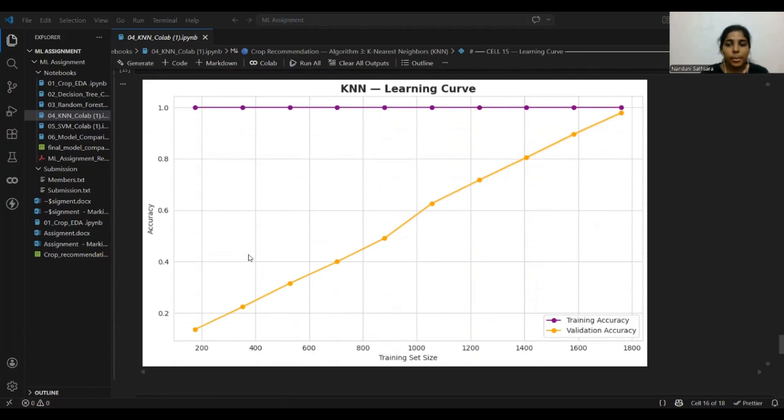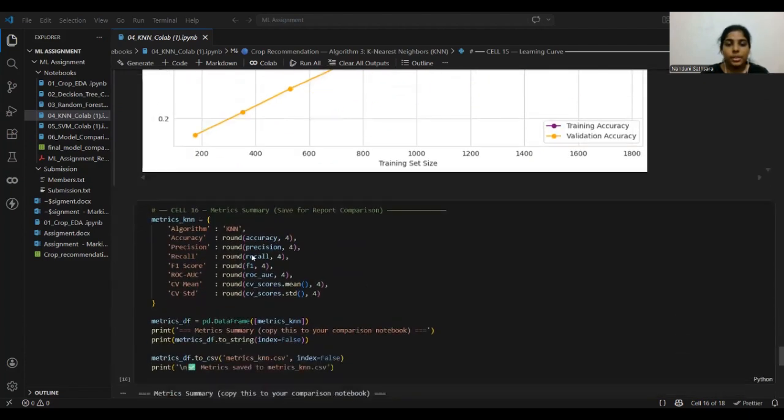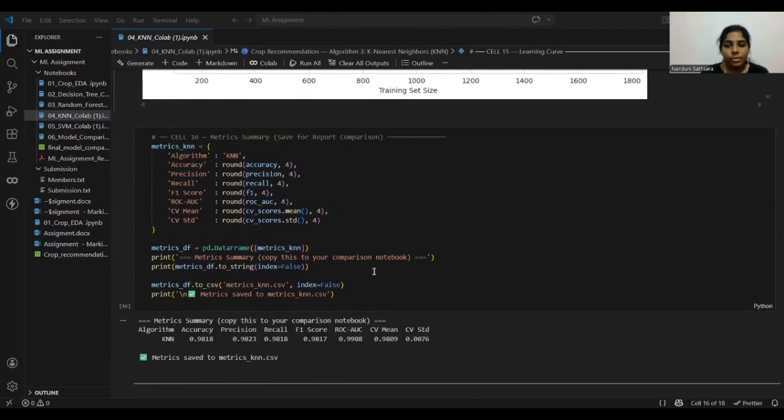To summarize my contribution, I implemented the KNN algorithm, handled feature scaling, tuned hyperparameters, and evaluated the model using multiple metrics like accuracy, precision, recall, F1 score, and cross-validation. Overall, my KNN performed very well, achieving around 98% accuracy, making it a strong model for this task.